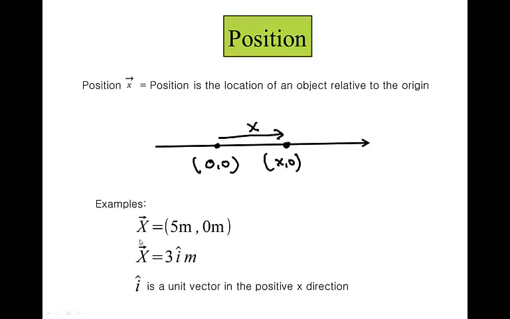These examples show how we can represent the position. Two different representations. We can represent the position in terms of coordinates: 5 meters and 0 meters are the x and y coordinates of the position. Or you can represent it in i-j form. Since it's one dimension, we use only i, a unit vector in the positive x direction, so 3i meters. So 3 is the magnitude of the vector, and i represents the direction, which is the positive x direction.